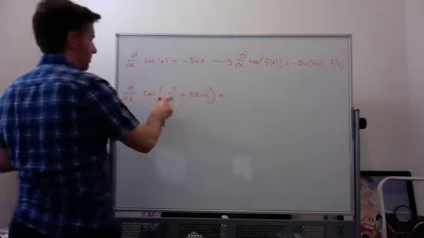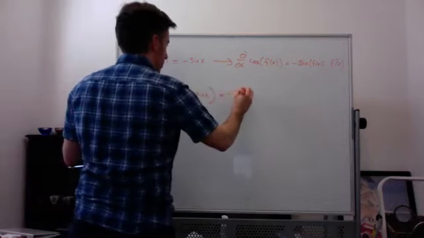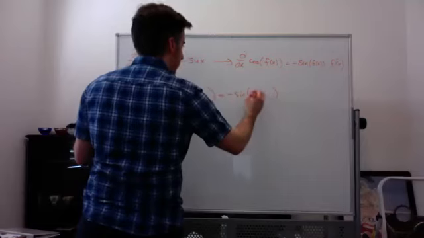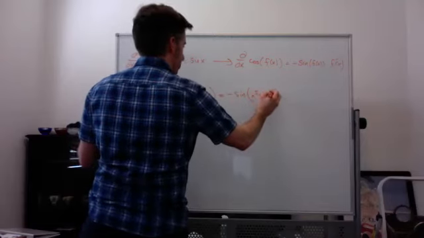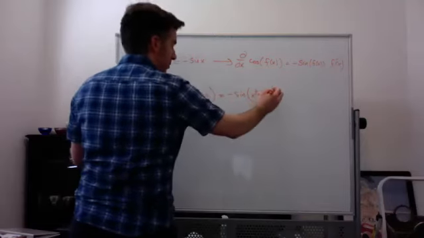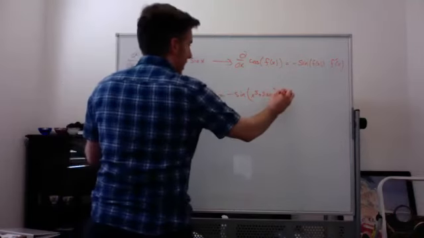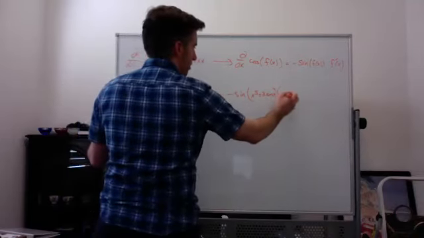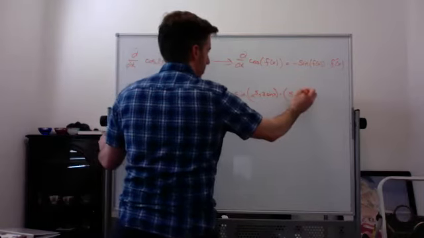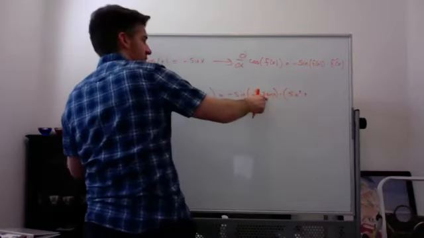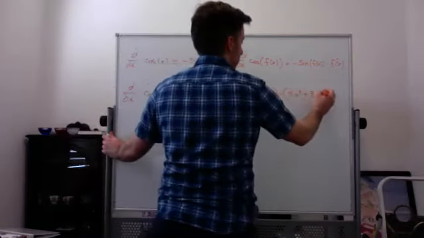So the derivative of cosine of this stuff is negative sine of that stuff. So negative sine of x to the 5th plus 3 sine of x, times the derivative of all this, which is 5x to the 4th plus the derivative of 3 times sine of x, which is 3 times cosine of x.